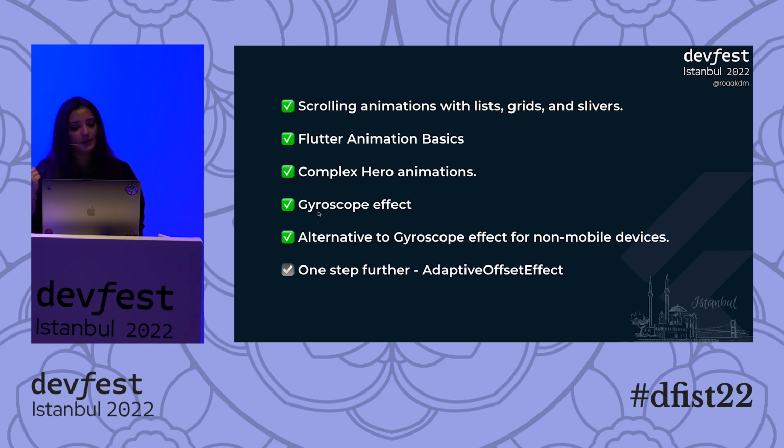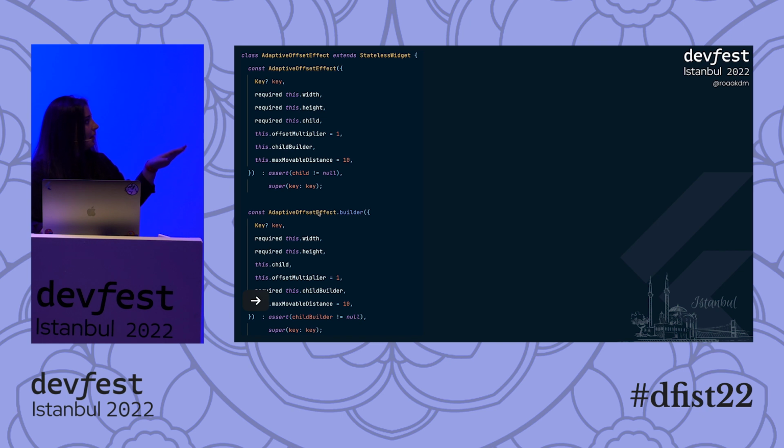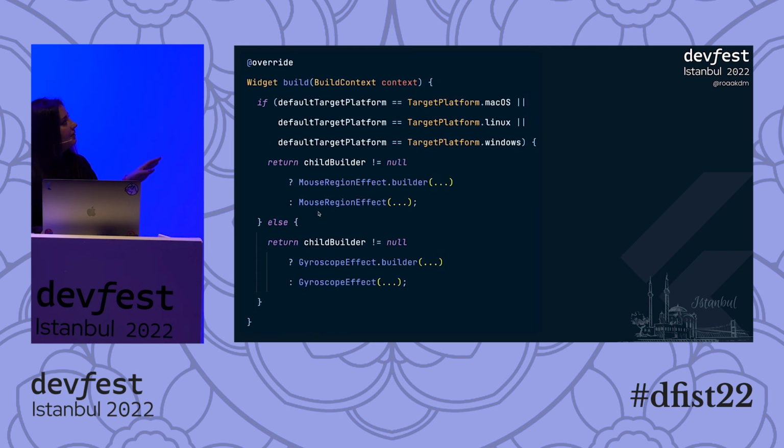So this is why I created the adaptive offset effect. The constructors are the same. However, the build method only decides based on the target platform whether to show the mouse region effect widget or the gyroscope effect. And that's it for the whole animation.